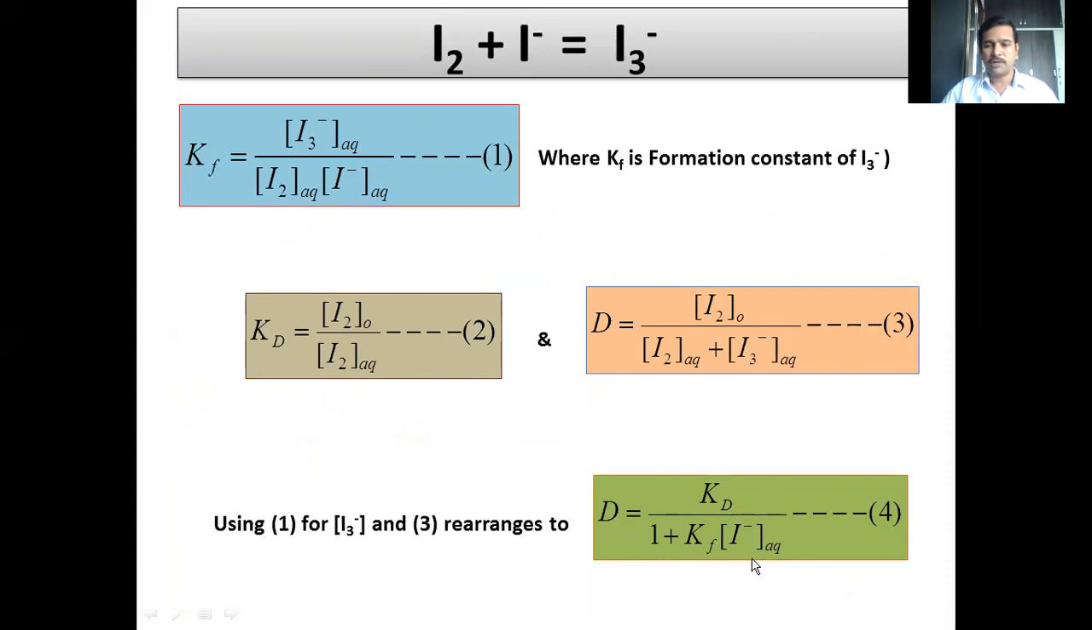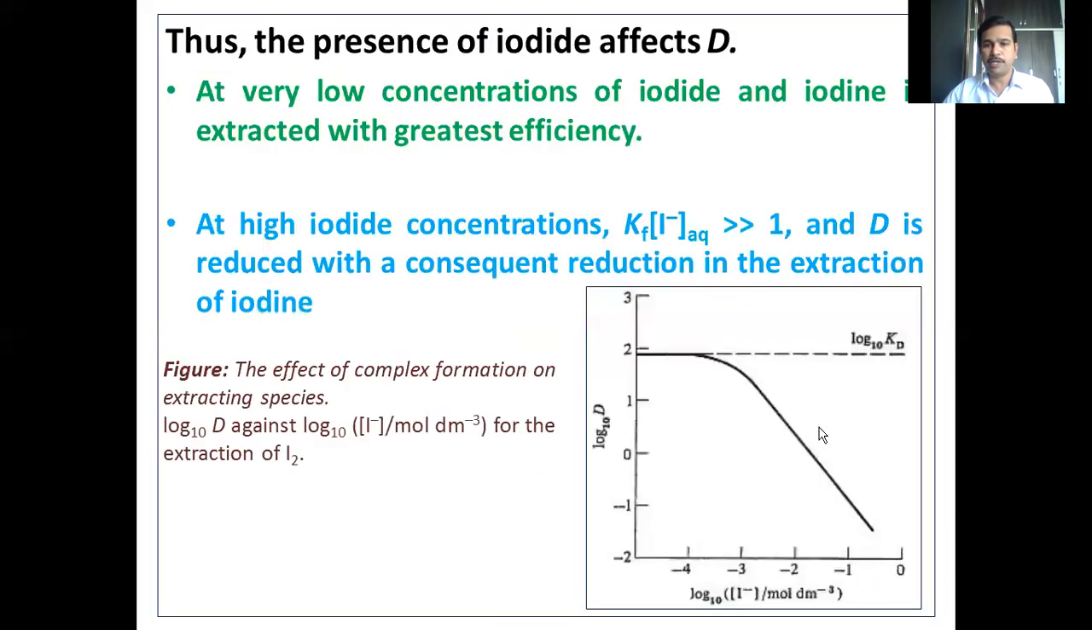So the extraction efficiency for iodine will be more if the concentration of iodide is low. If the concentration of iodide is high, meaning you have abruptly added iodide to dissolve iodine while preparing the iodine solution, if you have added iodide in the greatest amount, that will influence. If the concentration of iodide is more, this term will become more and the D value will become minimum. So the extraction efficiency will also become minimum. At very low concentration of iodide, iodine is extracted with best efficiency. At very high iodide concentrations, the D value will be very, very minimum and the extraction efficiency for iodine will be very low.